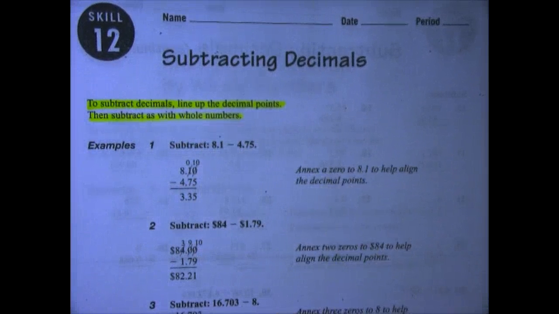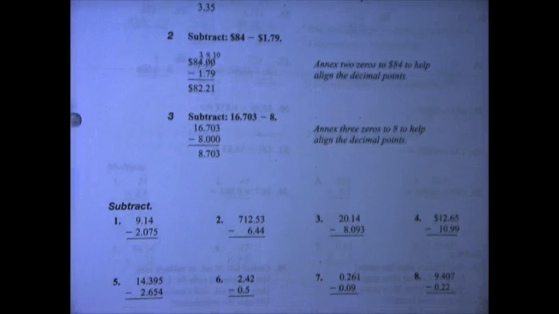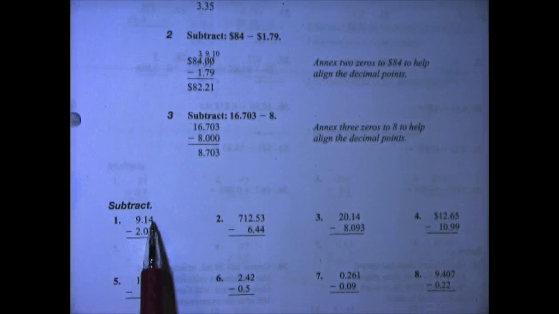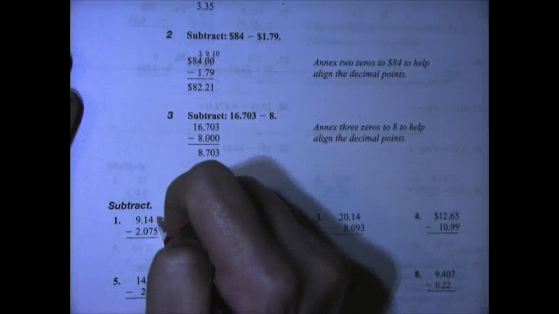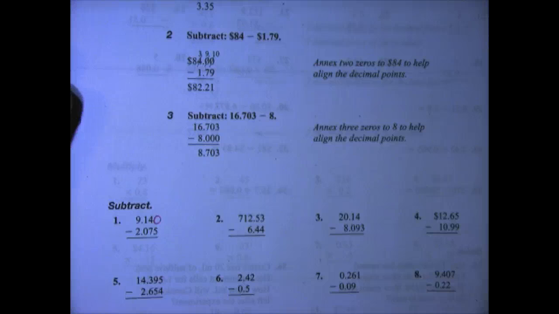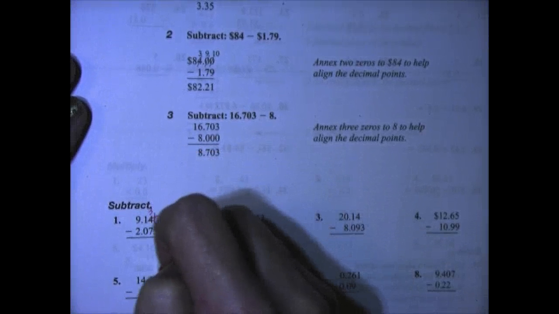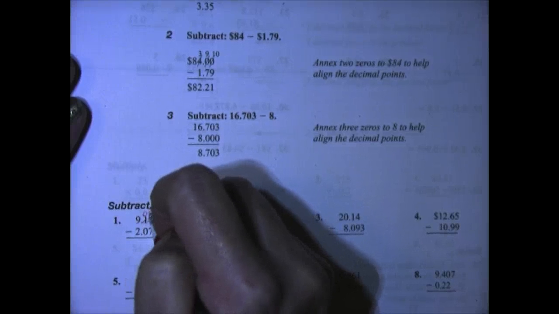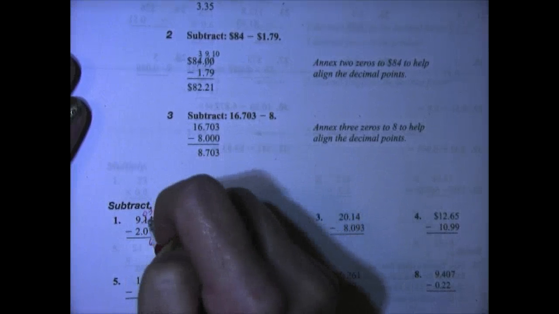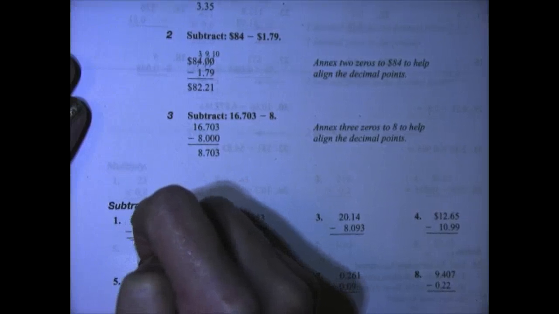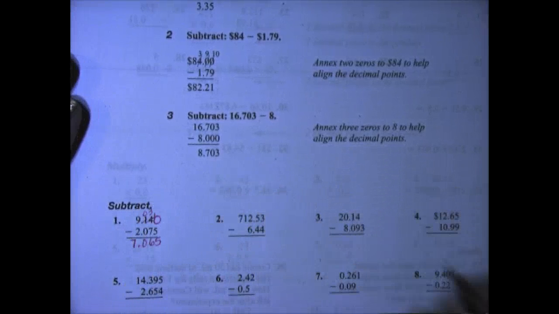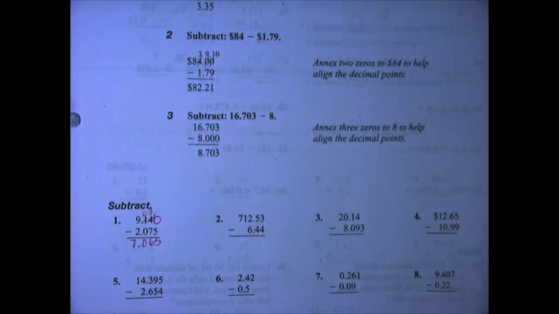So let's go ahead and take a look down at the bottom. We got 9 and 14 100ths minus 2 and 75 1,000ths. It may help you to go ahead and put a 0 here, and because we're going to subtract, we're going to have to borrow. Once you have done your borrowing and your subtracting, you should get 7 and 65 1,000ths.